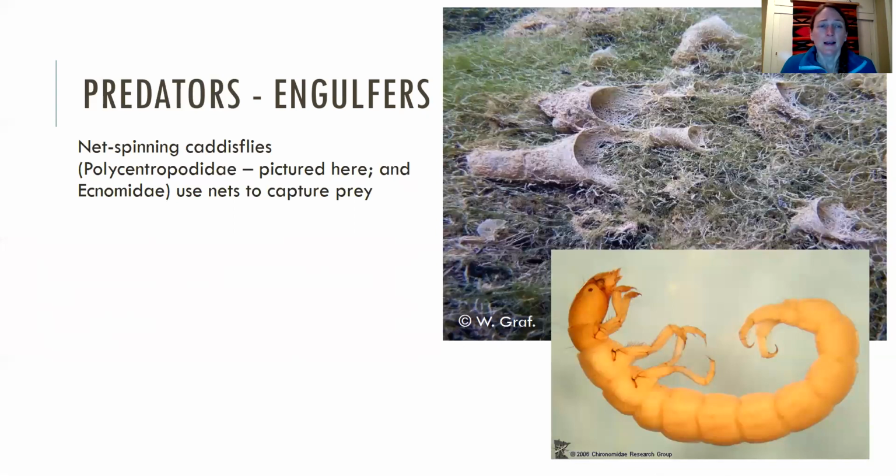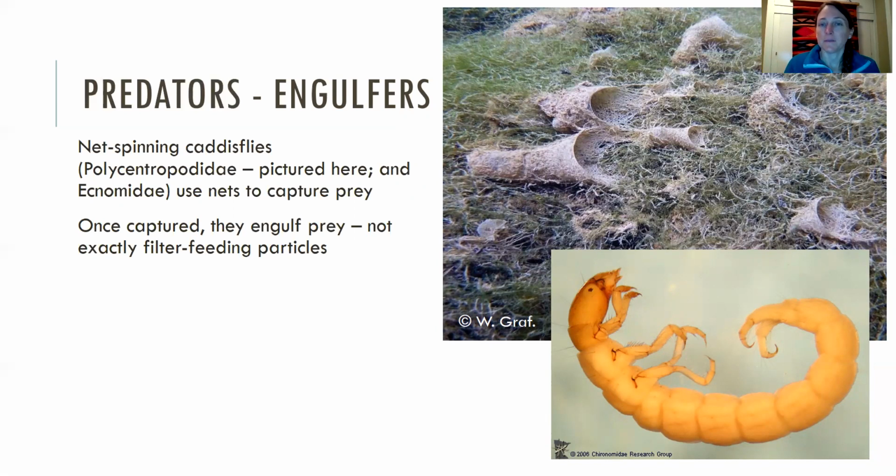All right, then you can still be a predator engulfer and you might capture your prey in other ways. So you might not have these big scary mandibles or masks to reach out and grab things. This is the net spinning caddisfly Polycentropodidae, and it and another family of caddisflies, the Hydropsychidae, use nets to capture prey. So these nets are just kind of sitting out in the stream and things get funneled into them. And the little caddisfly is waiting at the bottom of the net. And when something comes in, they will engulf the prey.